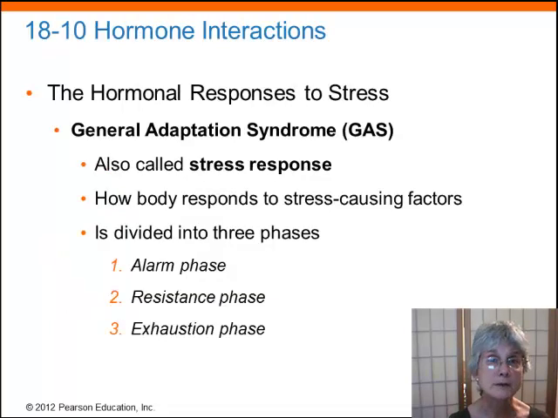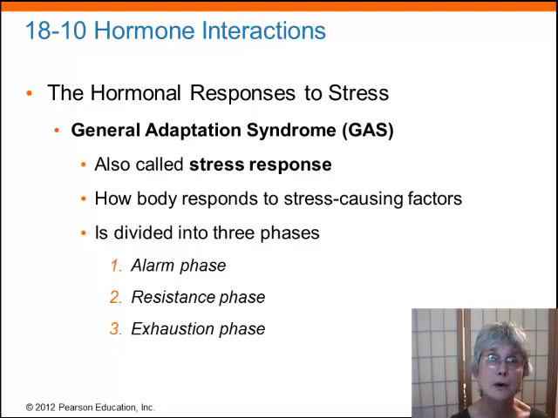So we've talked about the adrenal cortex hormones, we've talked about the adrenal medulla hormones. These hormones are responsible for what we call the general adaptation syndrome or stress response. And stress can be acute or chronic. Acute or rapid onset stress is going to start with an alarm phase. And if the stress is resolved before you get past that phase, then you're done and you're over it.